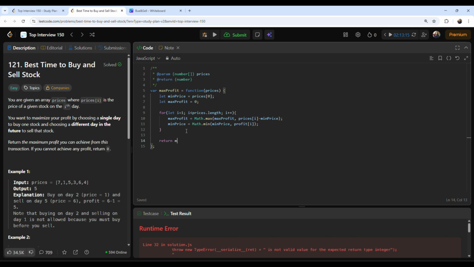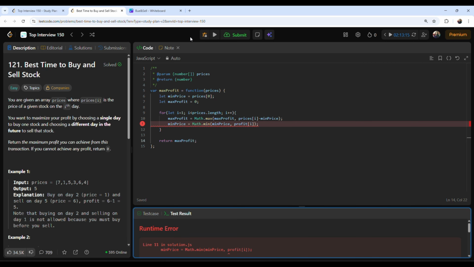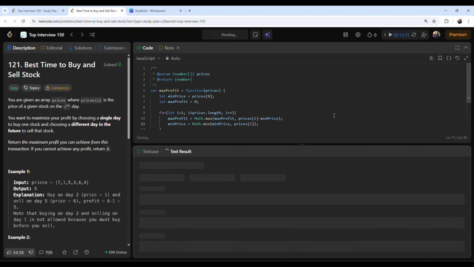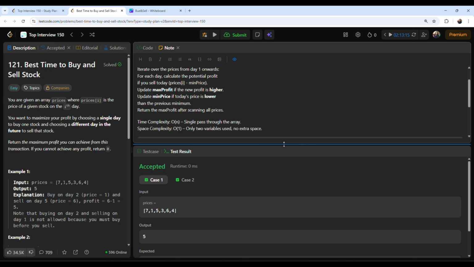Okay, let's quickly try to see whether this is working or not. There is some issue. Instead of writing prices, I have written profit. So now let's try. Okay, so this is accepted. Let's try submitting. This is submitted.